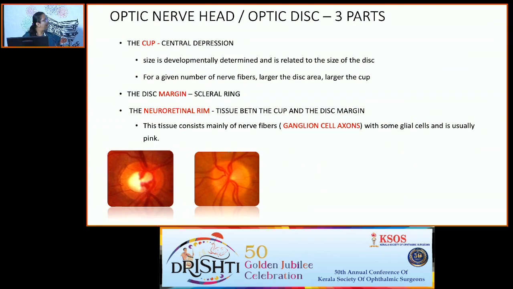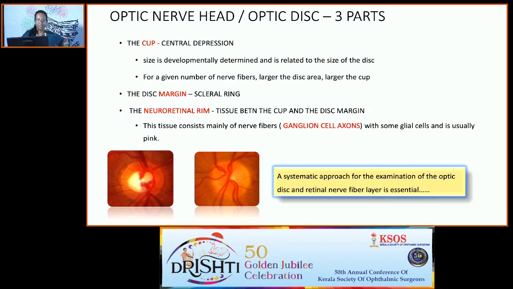Now, the optic nerve head has three parts. One is a cup, which is a central depression, and the size of the cup is genetically determined. For a given number of nerve fibers, the larger the disc, the larger the cup. The disc margin is denoted by the scleral ring. The neuroretinal rim is the tissue between the cup and the disc margin. This tissue consists mainly of nerve fibers and some glial cells, and is usually pink.